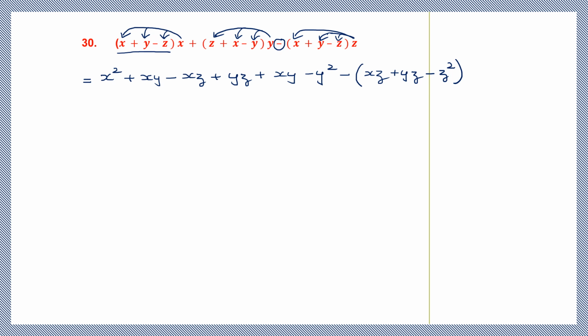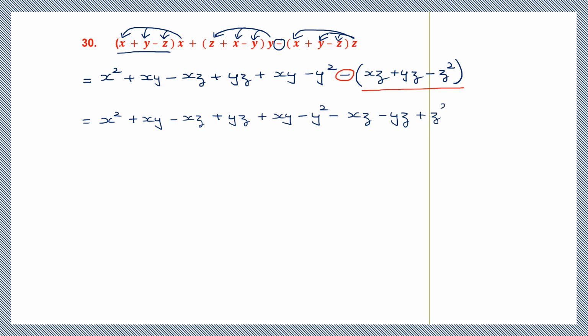Now let's open the common brackets here. Let's open this by simplifying what is there. So here it's going to be x square plus xy minus xz plus yz plus xy minus y square. Now before we open, let's look at the sign here. It's minus. So change the sign of all the terms inside. So minus xz minus yz plus z square.